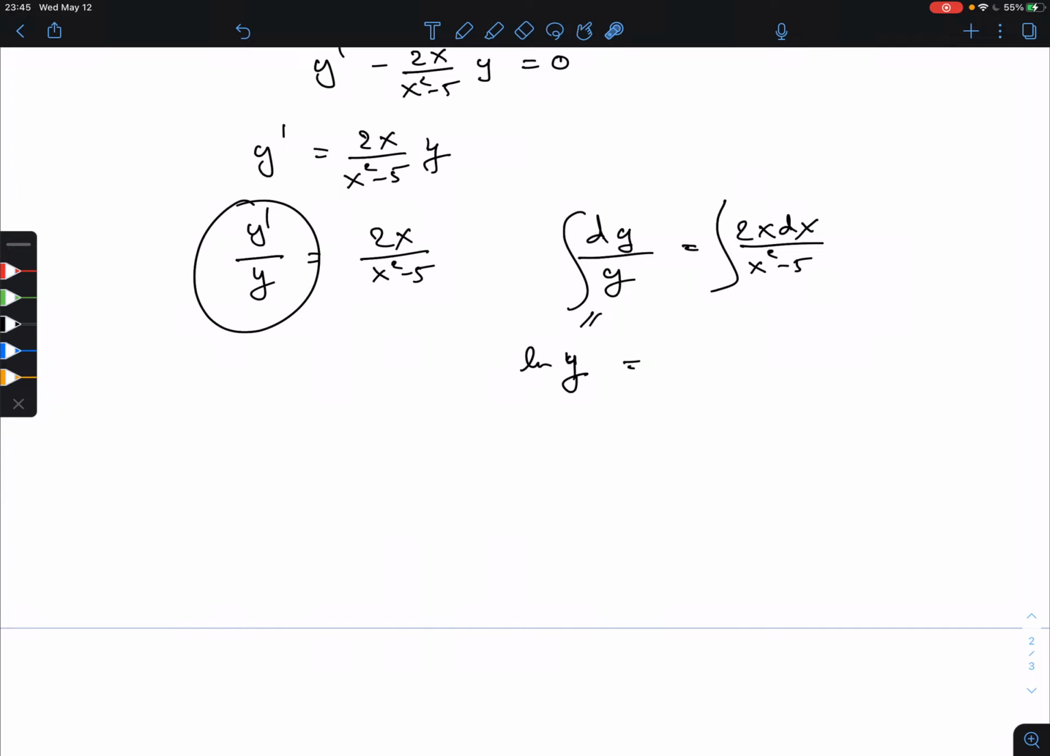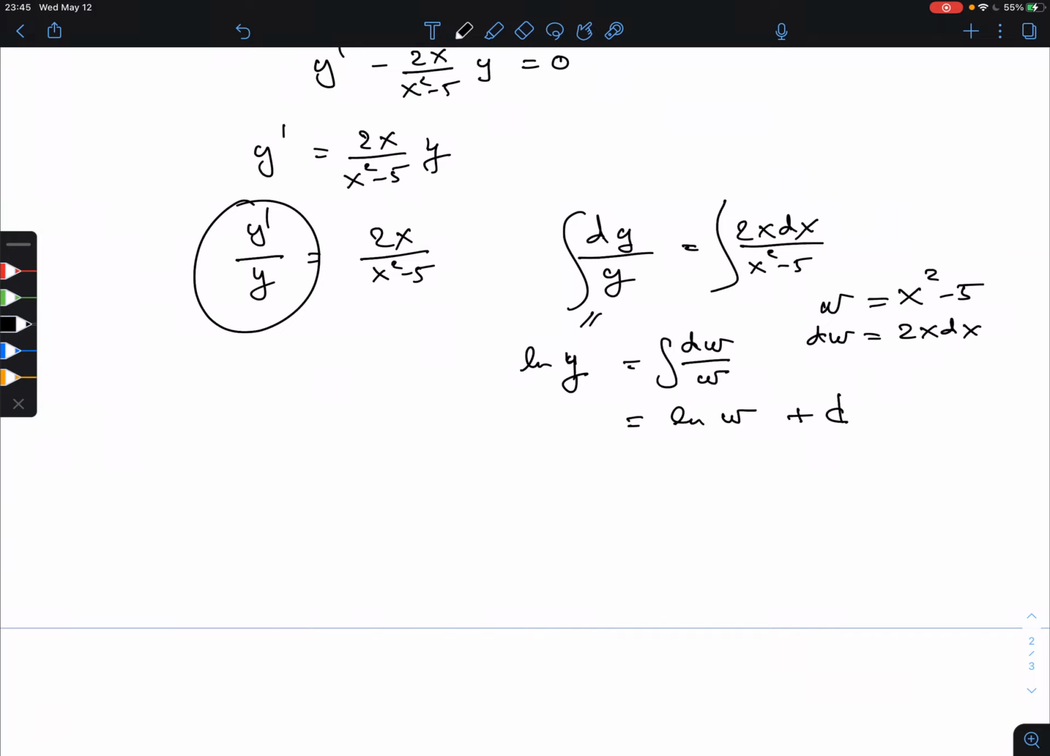But you need an inside function, and the derivative of the inside function should be the only thing left, and that's exactly what is happening. So we do w equals x squared minus 5, and so then dw would be 2x dx. See how kind they have been to put this extra 2 here, because we get exactly the denominator, so it's dw over w, and that is just ln of w plus c.